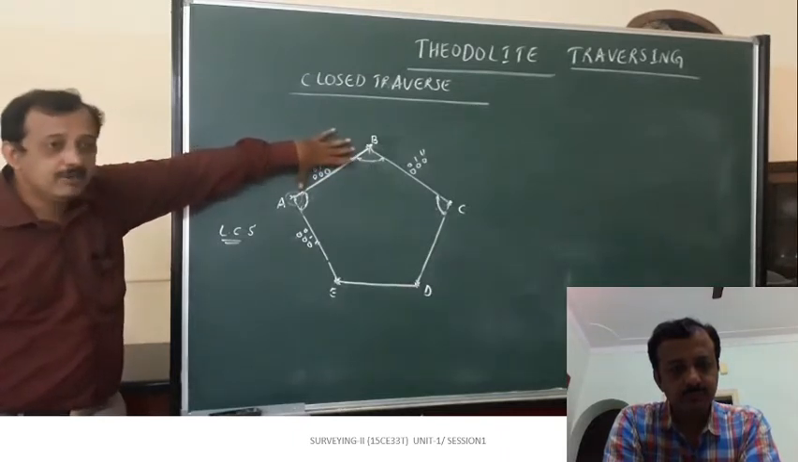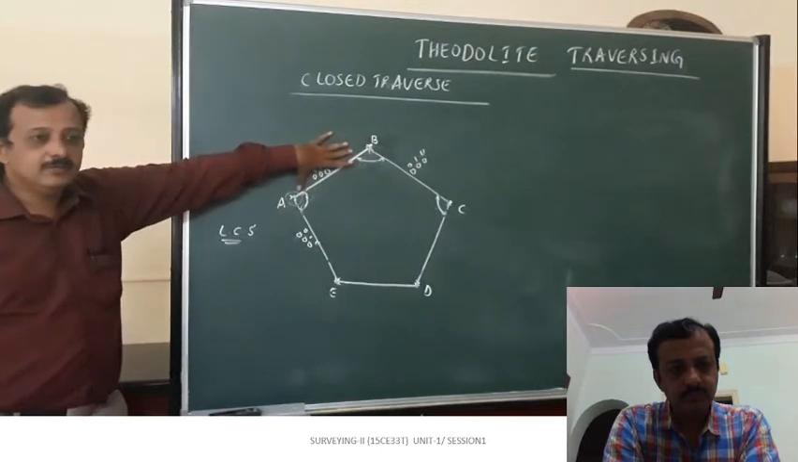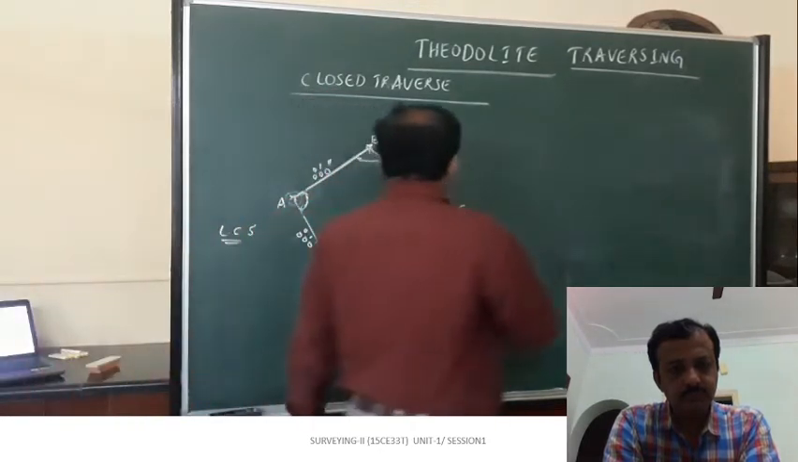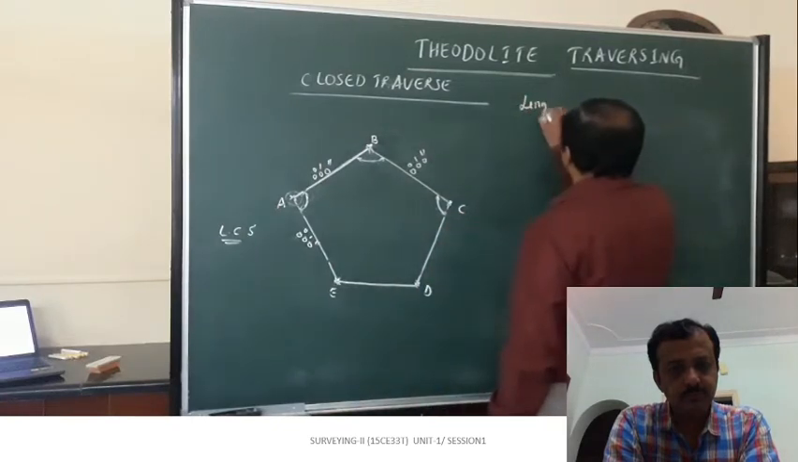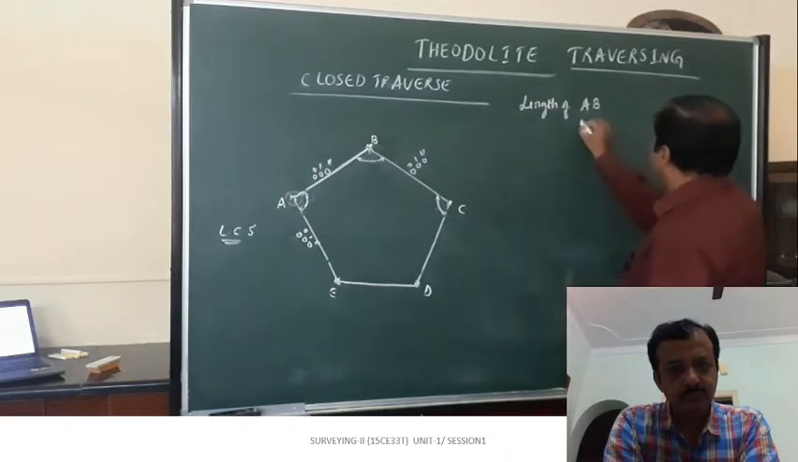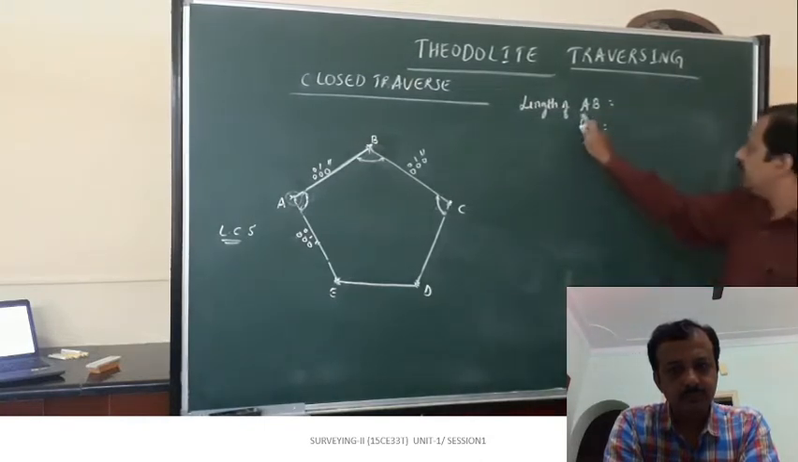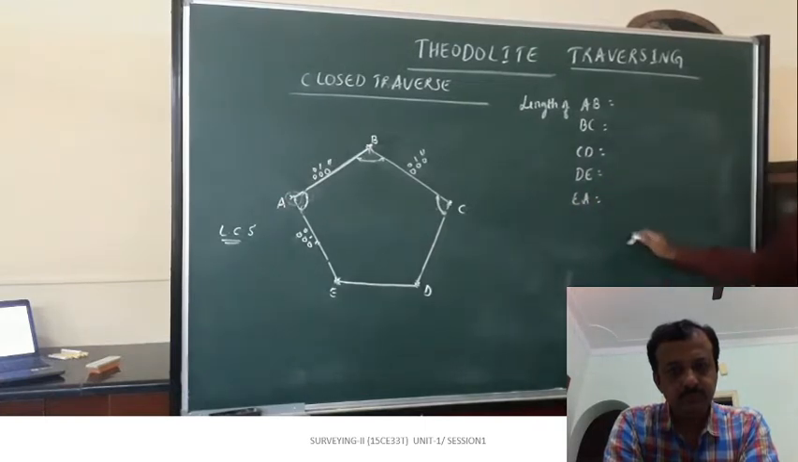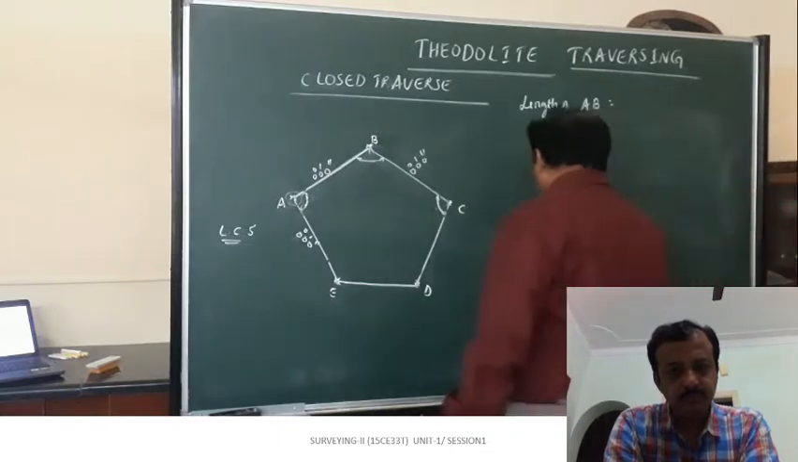Measure the bearing of this particular line AB. Note down that bearing. So all the details you have to take here. Length of AB, then BC. You have to note down the lengths: AB length, BC length, CD length, DE length, EA length. Measure the lengths using tape. Then bearing of line AB.